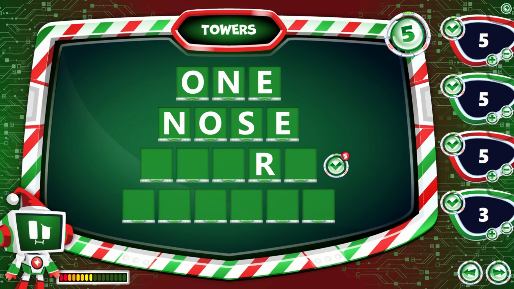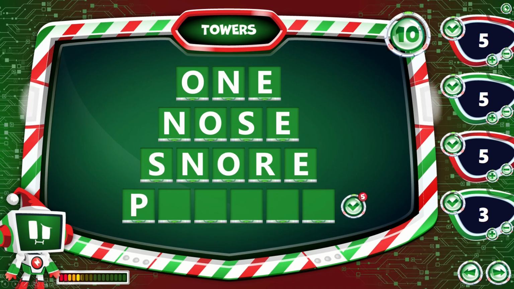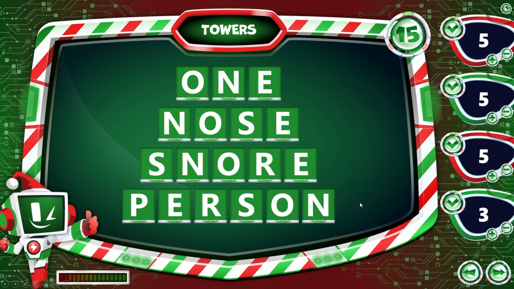If they guess the 5-letter word correctly, in this case snore, you will again click the correct button and you will see they now have 10 points. If they get the final 6-letter word, they will earn 15 points. Once the player completes the tower or the time runs out, you will click the correct button for the current player and the amount of points currently shown will be added to their score.